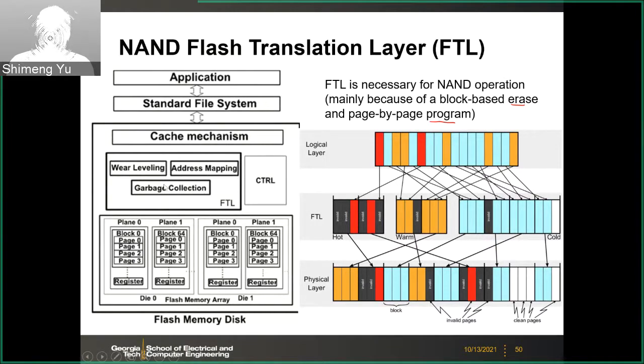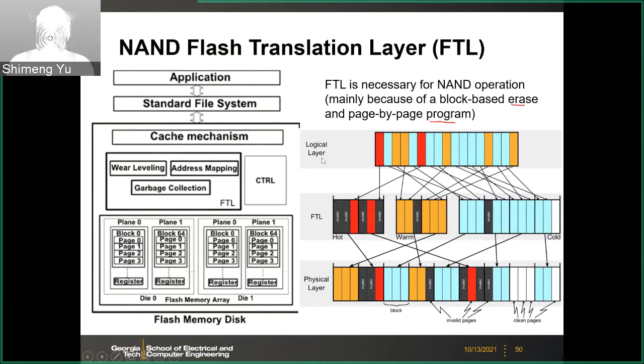And then this will do so-called garbage collection. We will discuss that in a minute. And also the wear leveling. This is to uniformly distribute the write operations into different blocks, and we will discuss that in a minute as well. So this FTL is a unique module in the flash controller, NAND flash controller. And we will discuss that in more detail in the following slides.